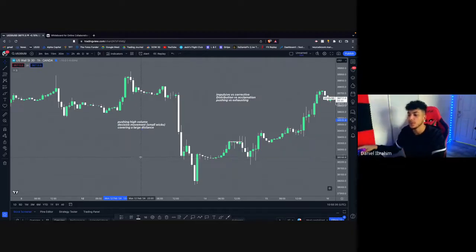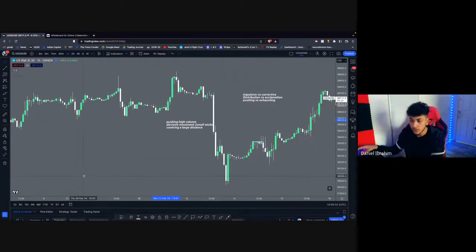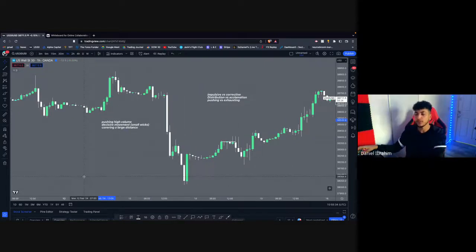So an impulsive movement can be in either direction. It can be bullish, it can be bearish. It's not fixed in either direction. It's simply when price covers a large distance in a short duration of time. So it's the big movement that happens very quickly. How do you find them?